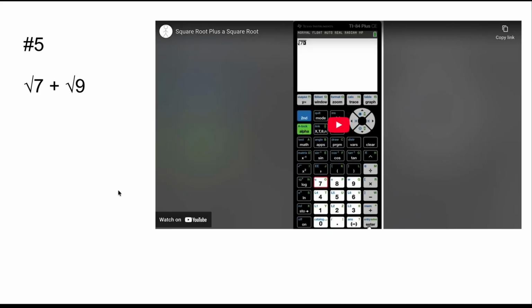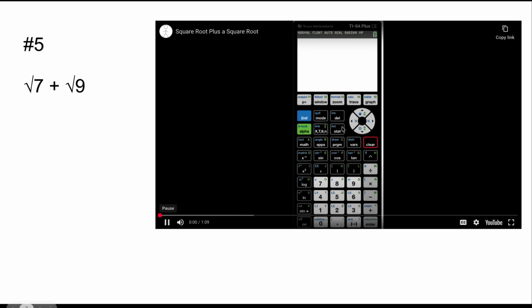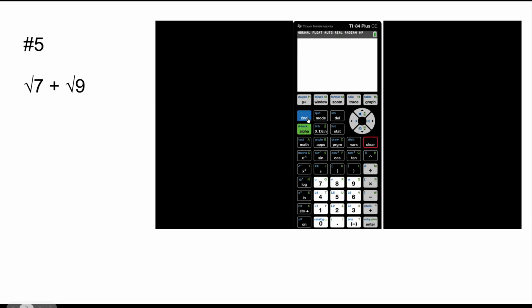Number 5. Let's watch another video to see how to do two different square roots, adding them together. Okay, so to find a square root plus a square root, we have to find them separately. If I put them all together, the square root of 7 plus the square root of 9, you see how it looks like this. This will give you the wrong answer. This is a square root with a square root inside of it. This is wrong. So this is the right way to do it.